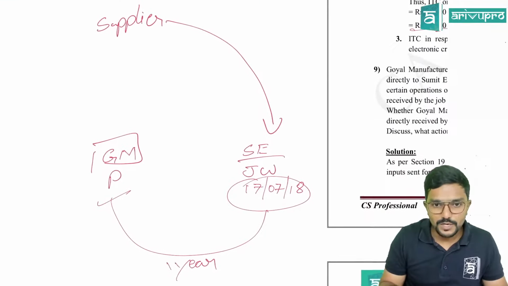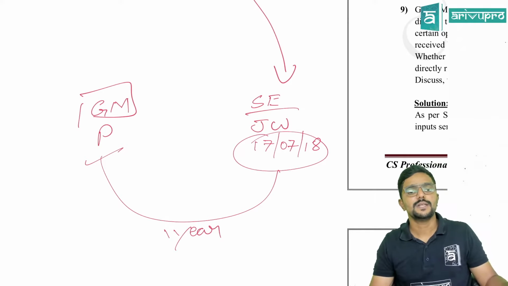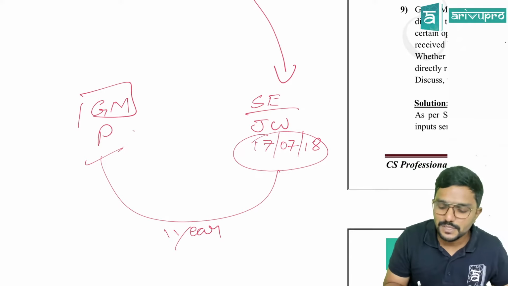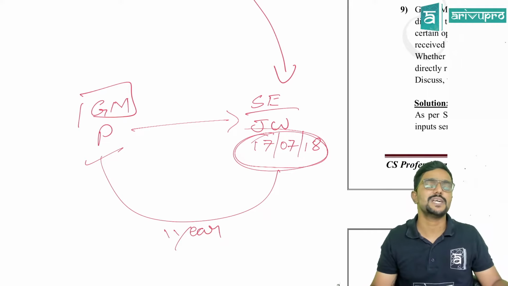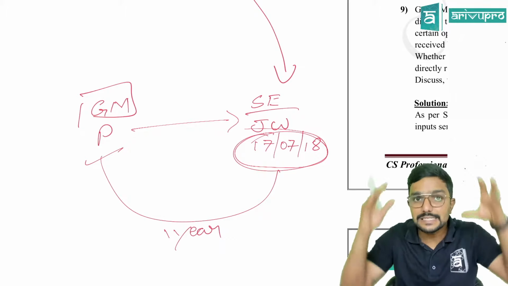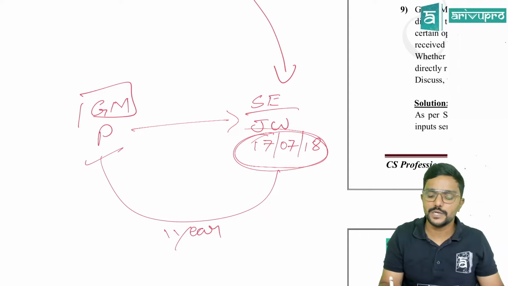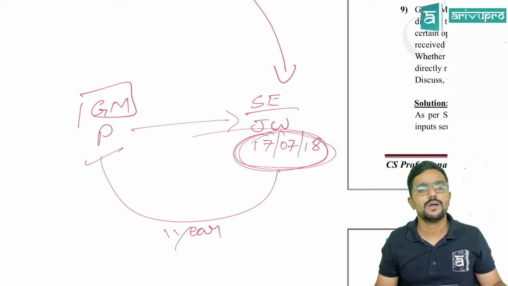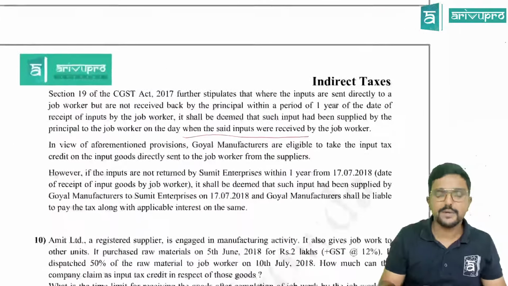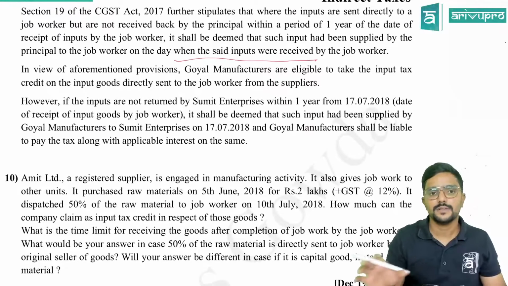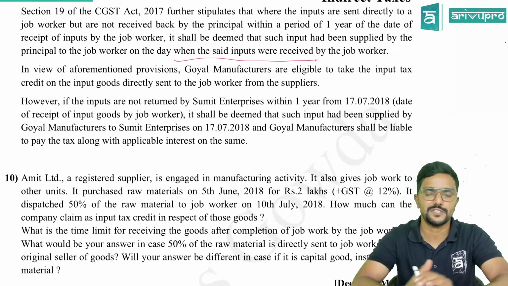So if the goods are not returned back within 1 year from 17th July 2018, then there is a deemed supply from the principal to the job worker on what day? On 17th July 2018. That is the date on which the job worker has received the goods. As it is directly delivered from the supplier to the job worker, we need to take this date, not the date on which it was sent. As they have not mentioned when the goods are sent back, that is why this provision is explained. They have also asked what are the actions which have to be taken by Goyal Manufacturers.